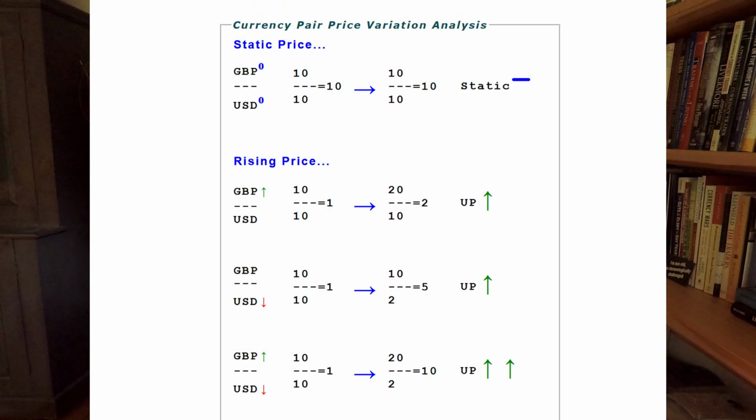And then in a rising price situation, you have 3 different scenarios, right? You can raise the pound dollar from 10 to 20, and the price is going to go up. You can lower the dollar against it, and the price will go up. Or you can raise the pound and lower the dollar, and the price is going to go up. Okay, so those are the 3 scenarios when you're looking at a currency pair that can affect the price going up.